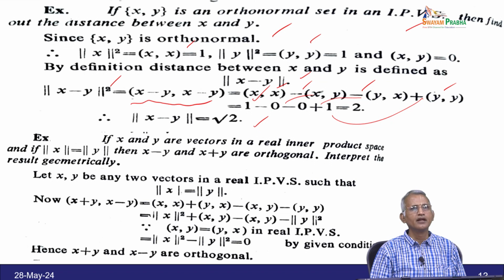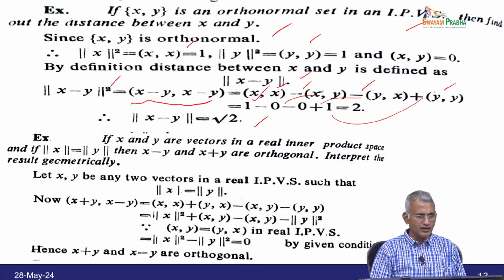So, this way we can say that if x and y are an orthonormal set in the inner product space, then the distance between them is the norm of x minus y, which is root 2.